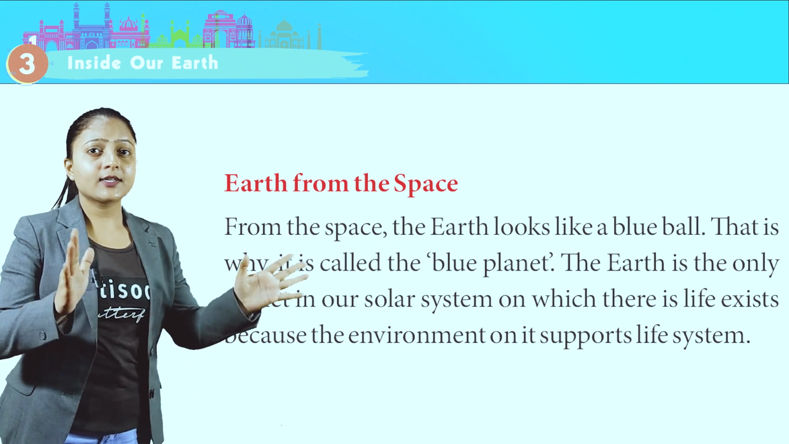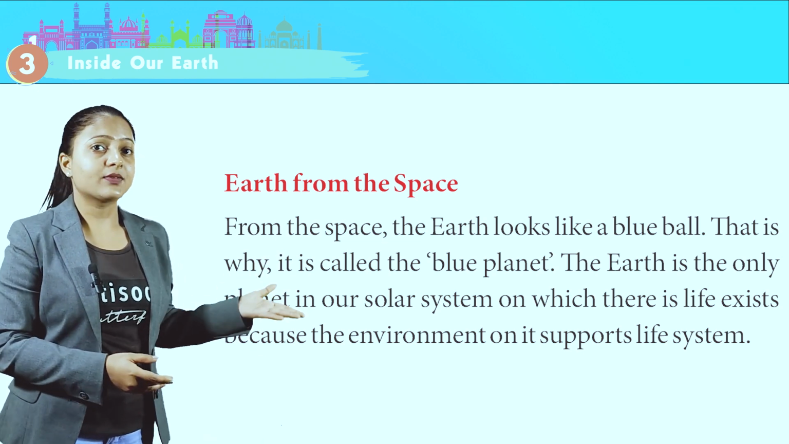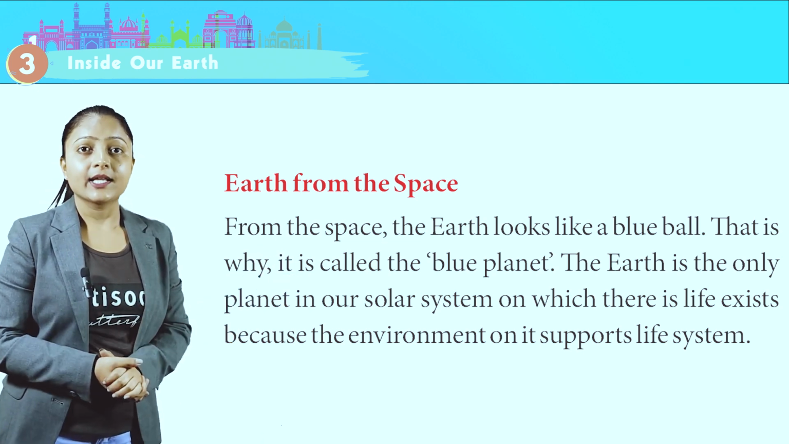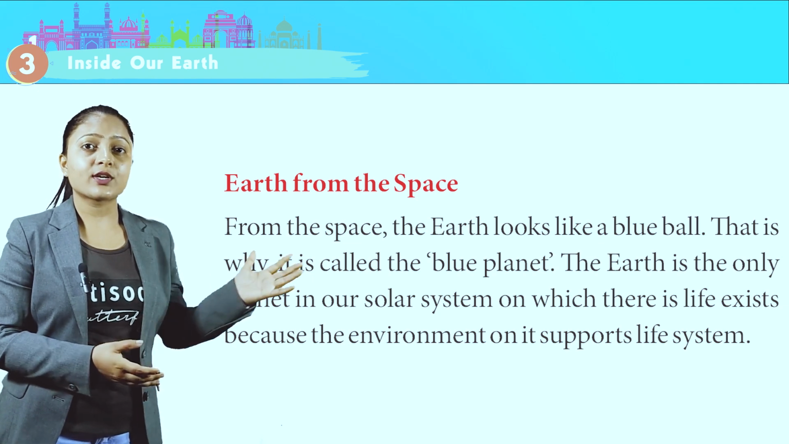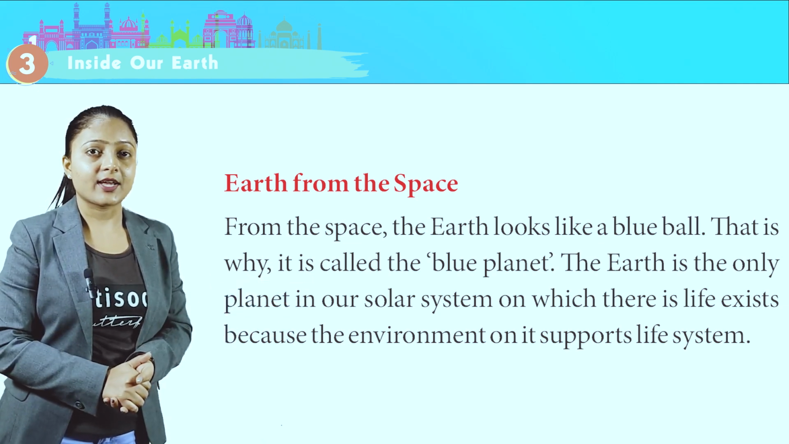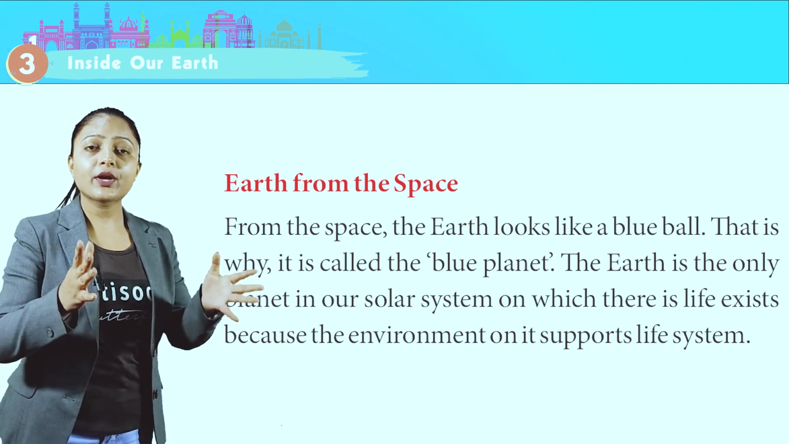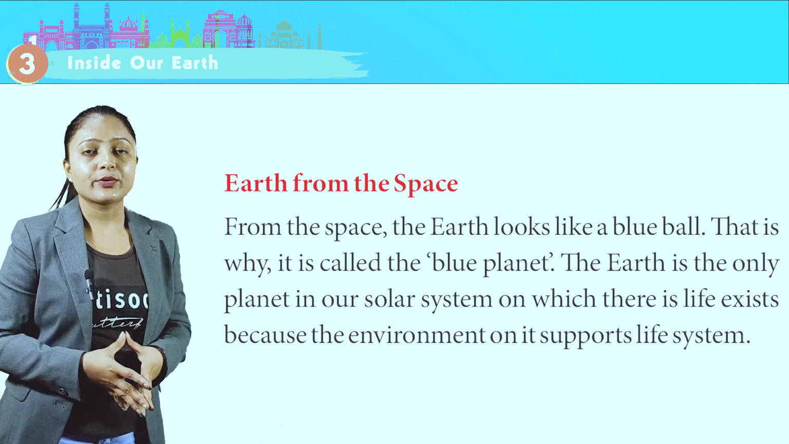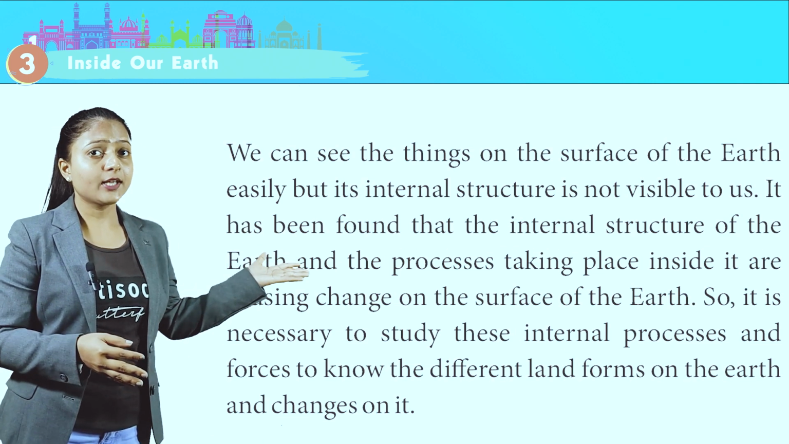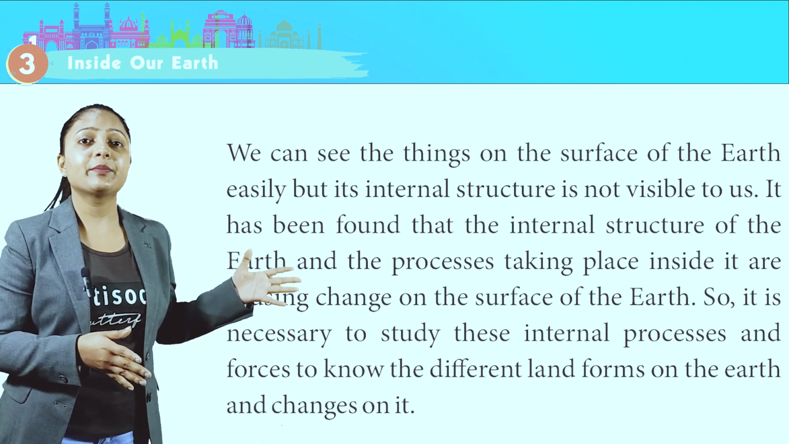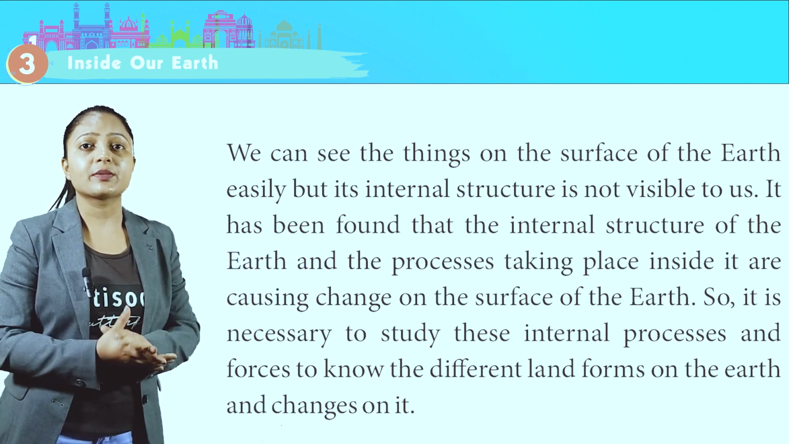From space, the Earth looks like a blue ball. That is why it is called the blue planet. The Earth is the only planet in our solar system on which life exists, because the environment on it supports life. We can see the things on the surface of the Earth easily, but its internal structure is not visible to us.